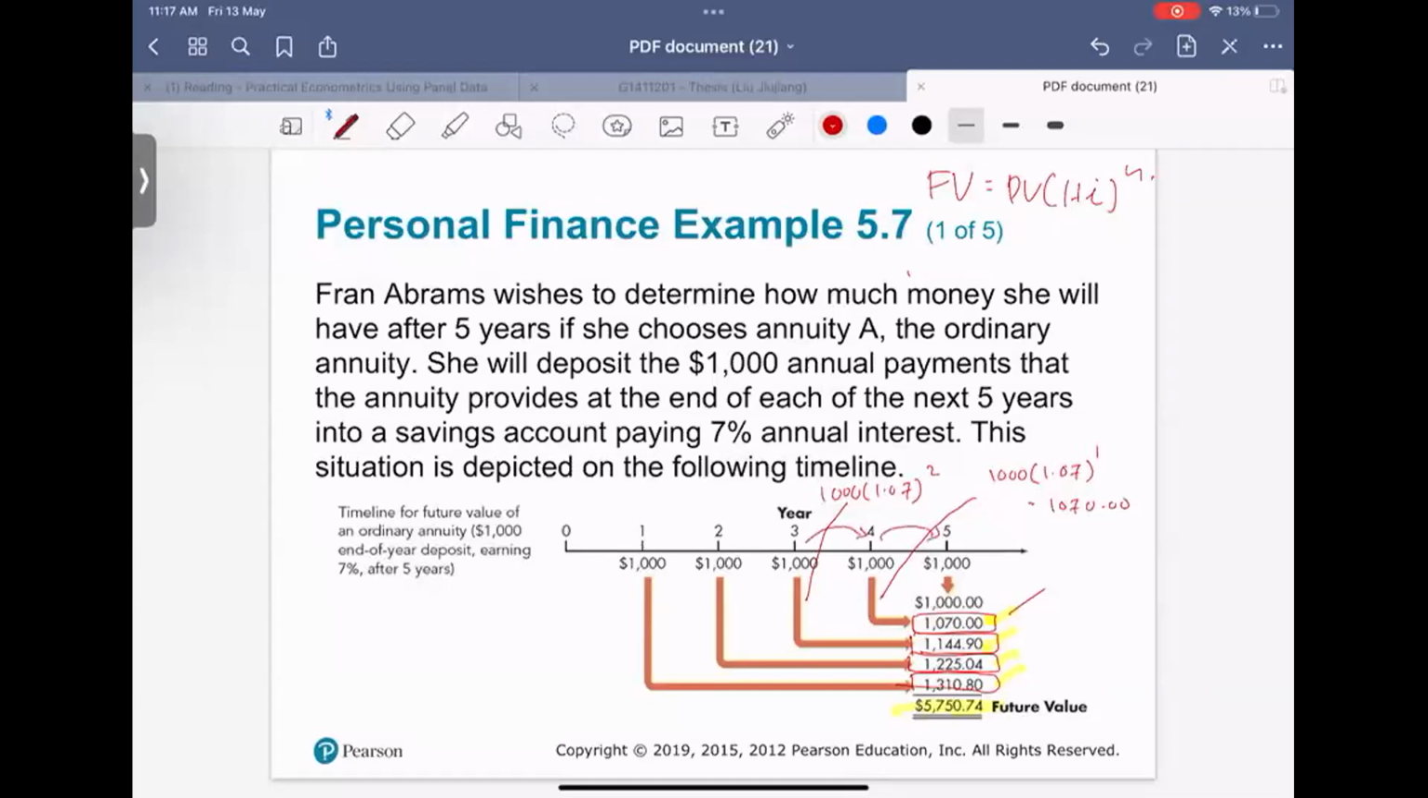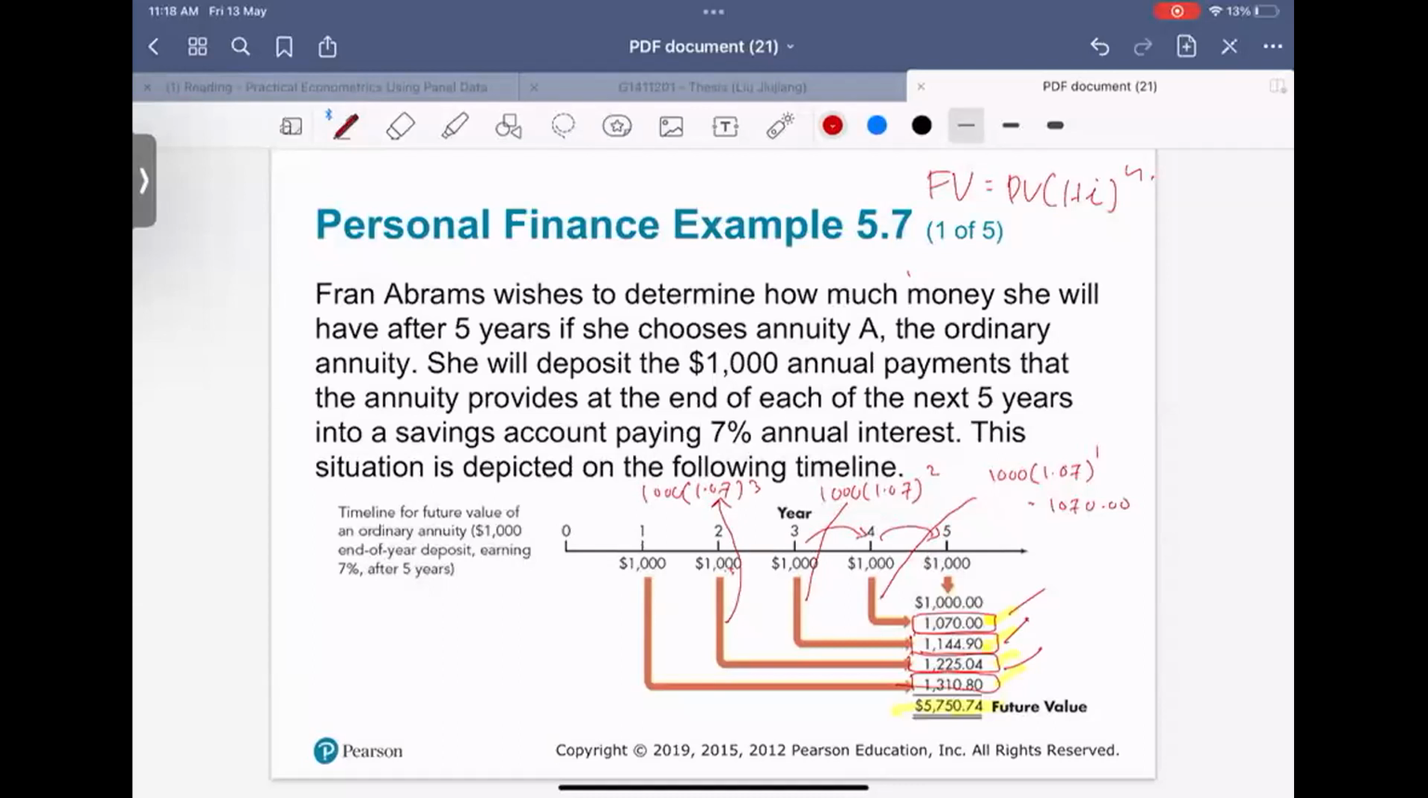Okay. How about this 1,000? Brother, what did you get? Mine is this. Yours is 1,225? How did you get that? To the power of two. And so you get this, right? And you got this.